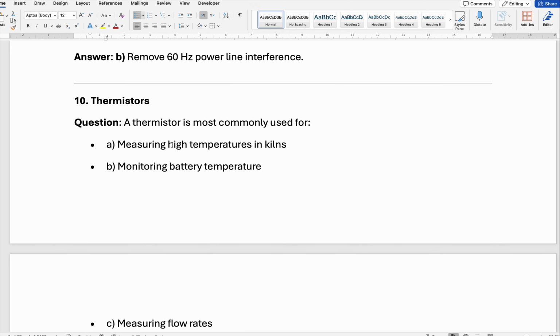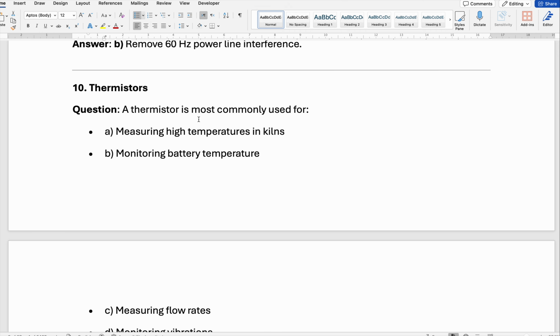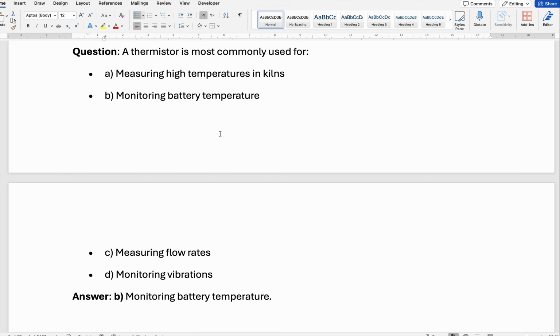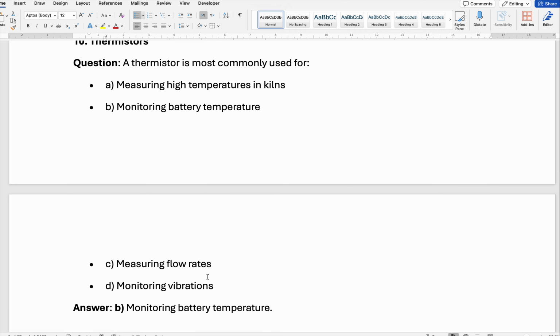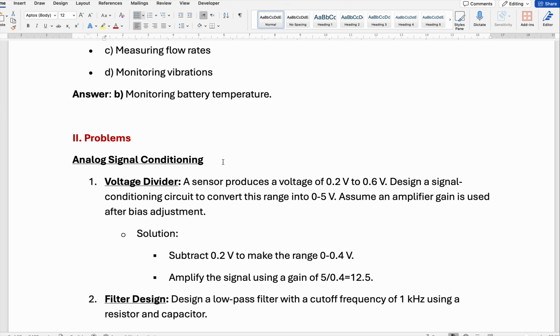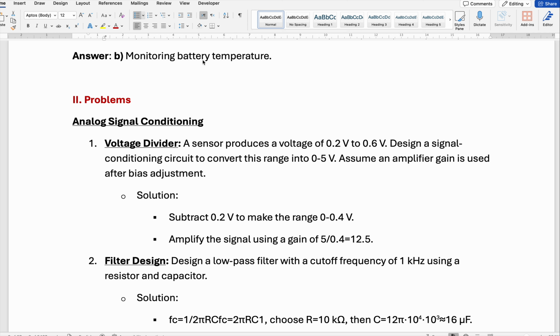Okay, so thermistors are most commonly used for, well, measuring temperature. That is very clear. So monitoring battery temperature, let's see here. Measuring high temperatures in kilns, well, a thermistor is not good for high temperatures, but maybe for battery temperature, so that makes sense. For example, think about the battery temperature inside your car.